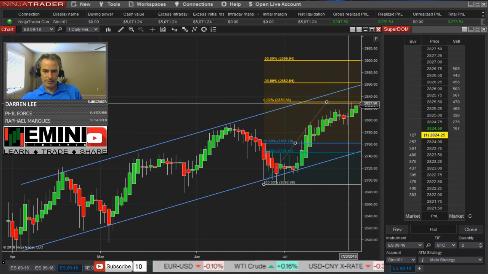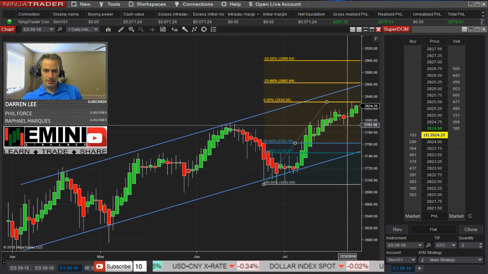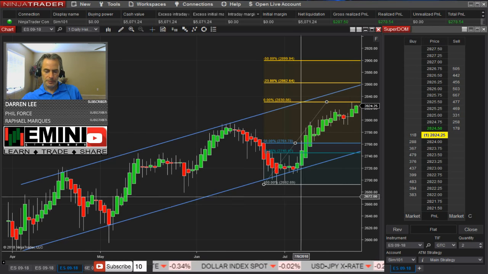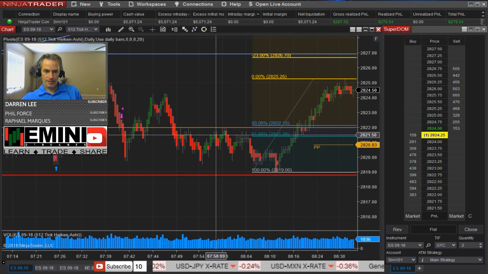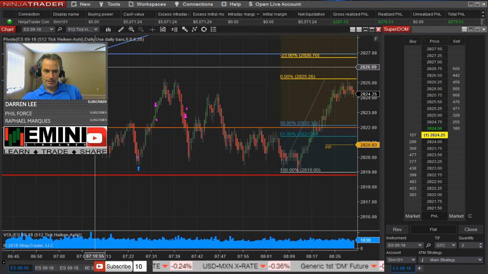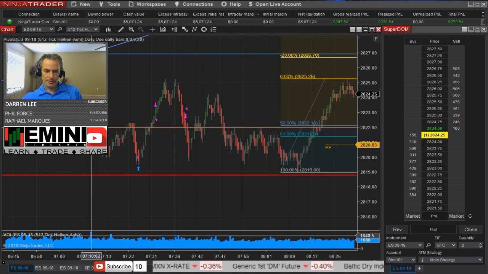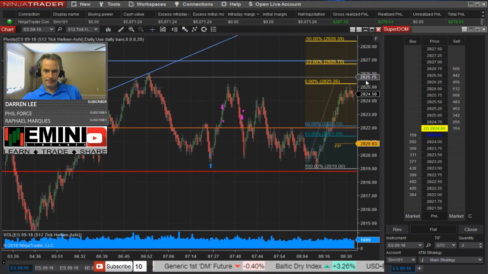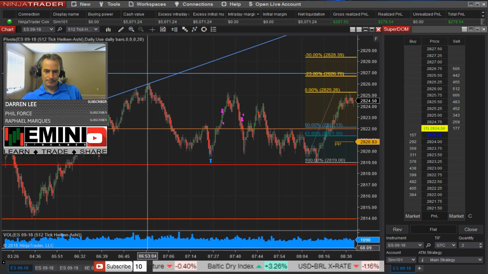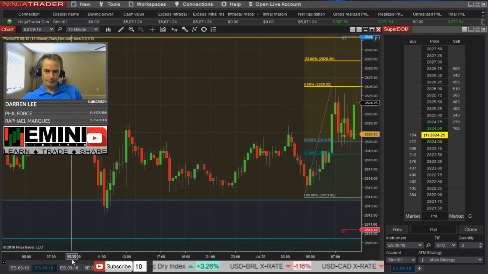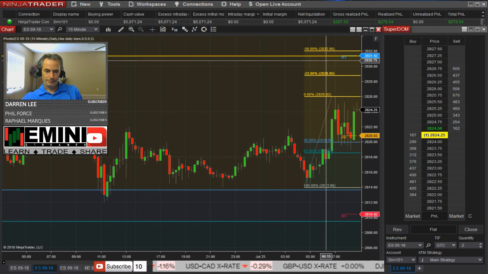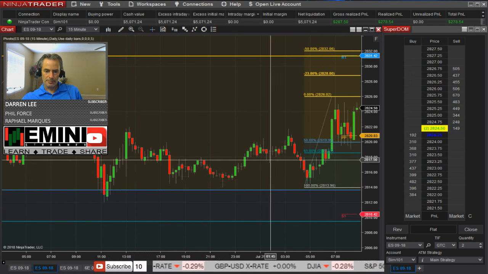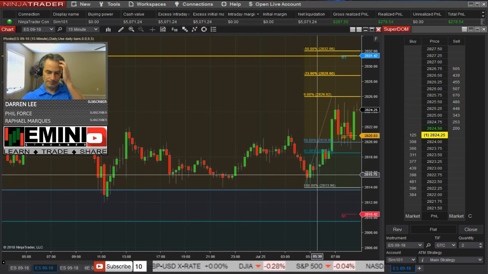There's the daily picture there. We're still trading within yesterday's range. Hopefully, if we can get past that 26 area, we can break outside. But for the most part, it's been pretty sideways.